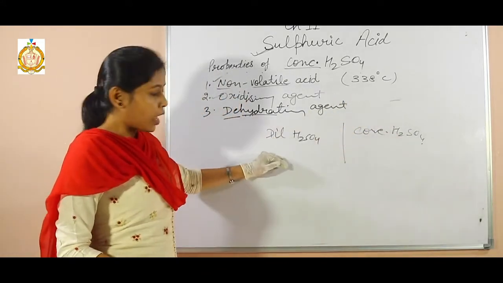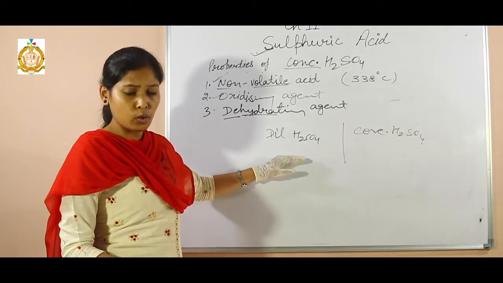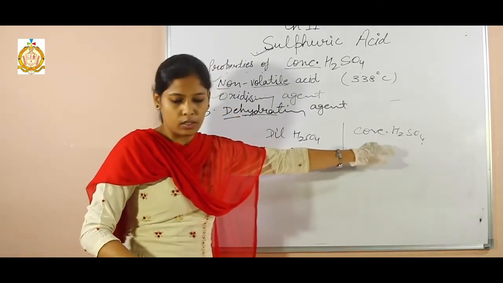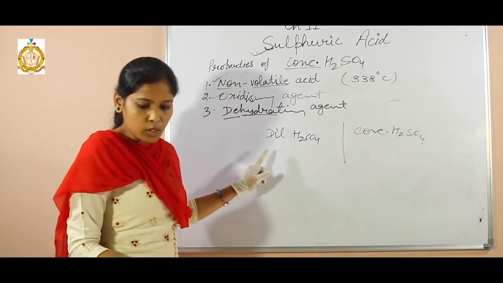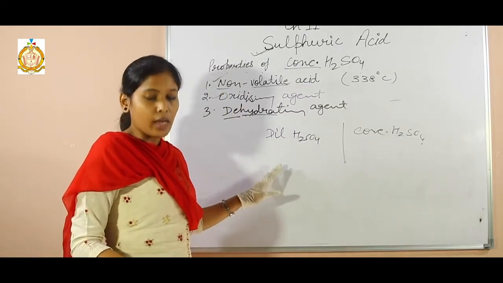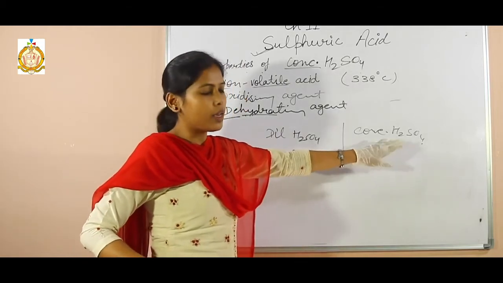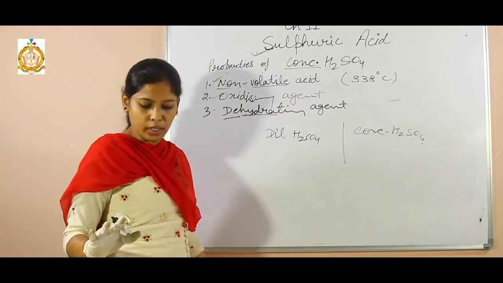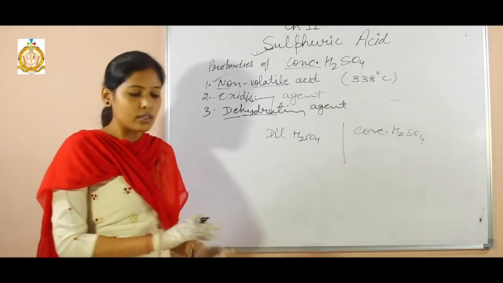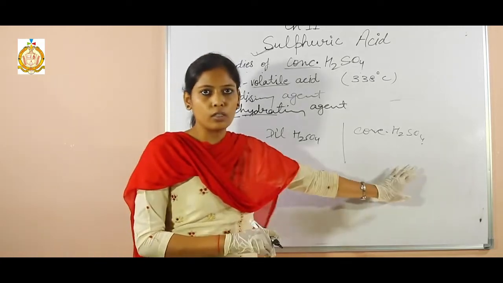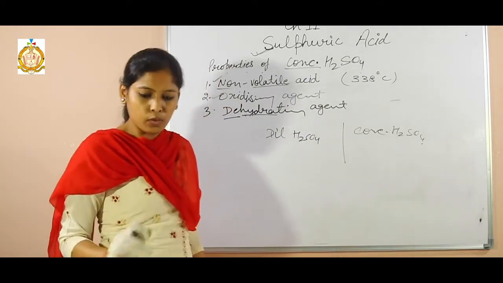This one ionizes, therefore it is a strong acid, this is a weak acid. Next, dilute cannot oxidize, it is not an oxidizing agent, this one is an oxidizing agent. Next, dilute sulfuric acid cannot be used as a drying agent, but concentrated sulfuric acid is used as a drying agent. Very important difference given on page number 78. What is the difference between dilute and concentrated sulfuric acid? So do it from that.